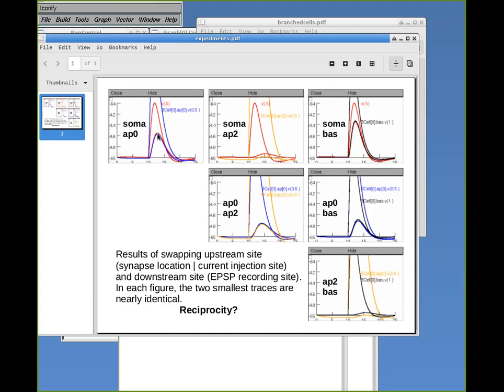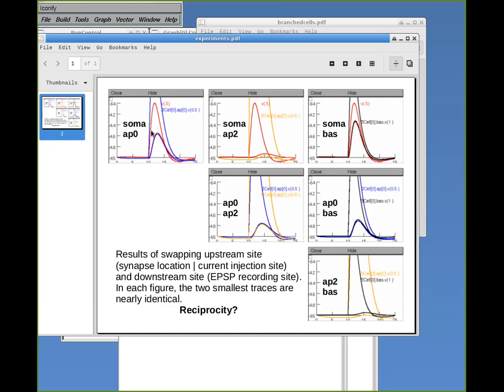And you'll see that regardless of where's the upstream and what the downstream is, if I look at the other location, they're pretty much the same in waveform. So between the soma and apical 0, synaptic current entering the soma produces a response at apical 0. Taking the same synapse and attaching it to apical 0 and seeing what happens at the downstream site, I'm getting the same effect at the downstream site, whether the downstream site is the soma or apical 0.